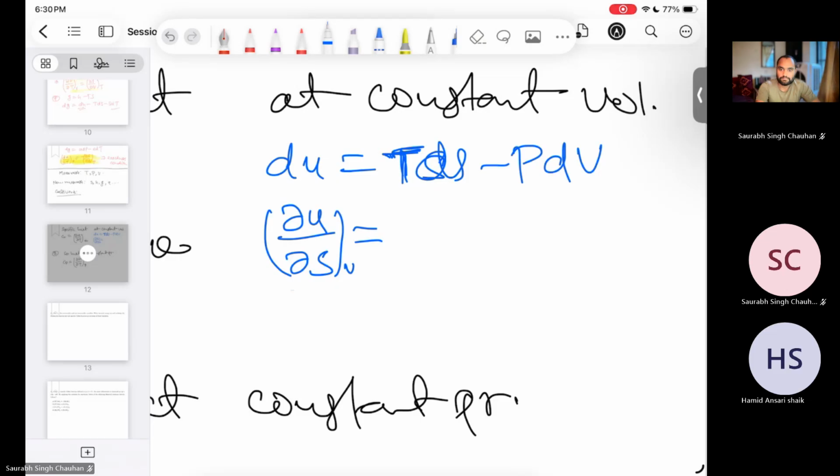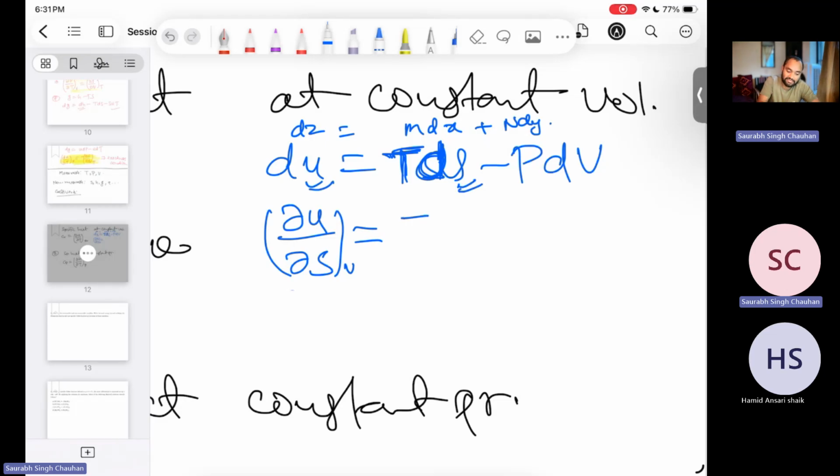We just need to compare this. dz is equal to M dx plus N dy. Here M is T. So del z by del x. And here we have del U by del S, right? The partial derivative of this quantity with respect to this first variable. So this is M, and what is M here? This is T, right? T. Correct? Yes. Okay.